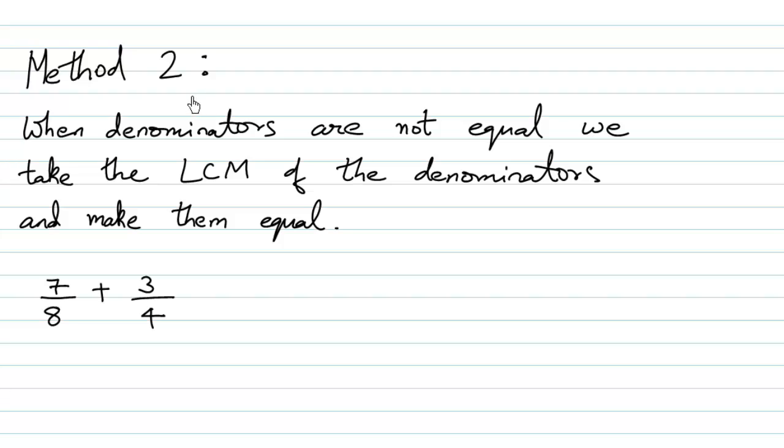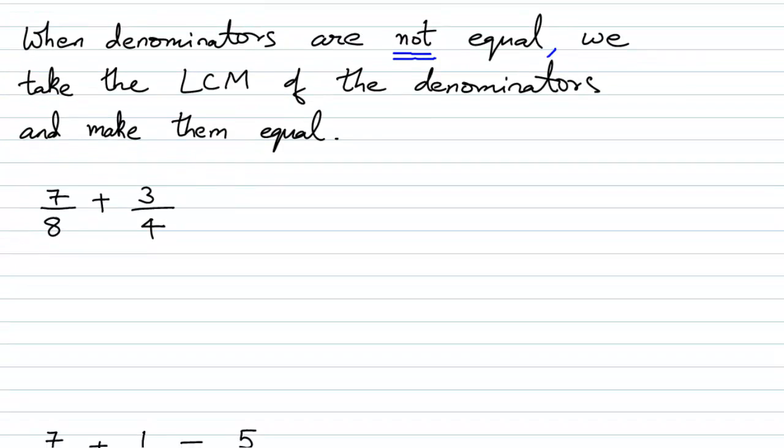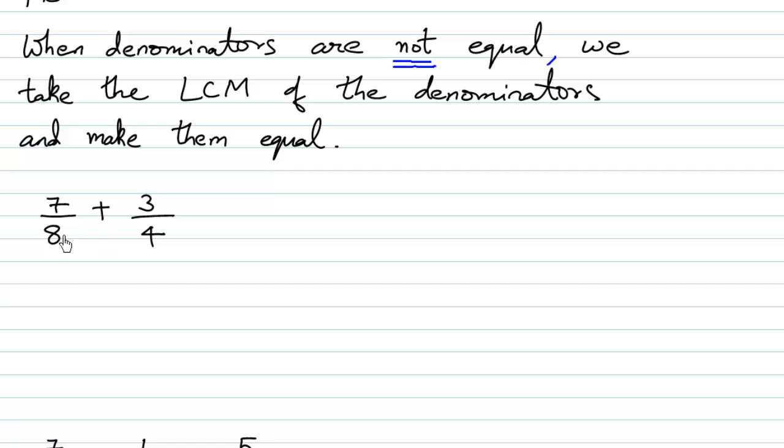Method number 2. When the denominators are not equal, we take the LCM of the denominators and make them equal. So let us take this first example. 7 upon 8 plus 3 upon 4. And we know that the LCM of 8 and 4 is 8.